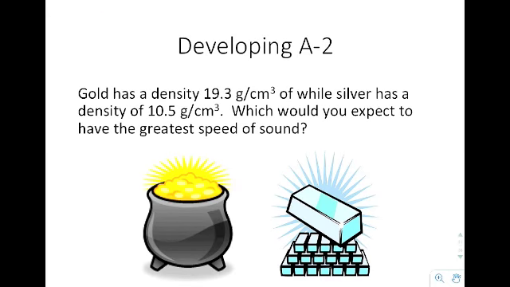The next one says gold has a density of 19.3 grams per centimeter cubed, while silver has a density of 10.5. Which would you expect to have the greater speed of sound? Based on the fact that the waves travel faster through things when the molecules are close together, you would expect the density of gold being higher to have a higher speed of sound.